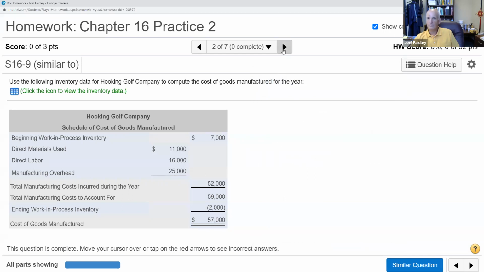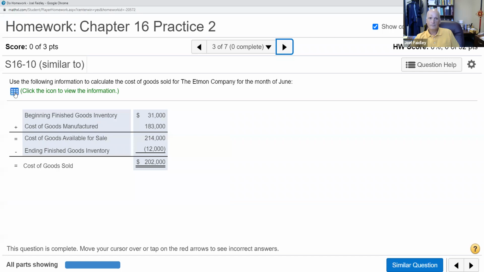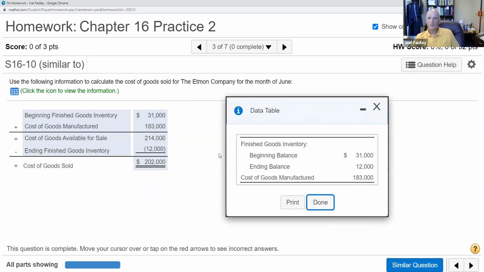All right, number three. Same way, finished goods inventory. What's my beginning balance? How much did I manufacture, right? 183,000. Goods available, less ending finished goods, gives me my cost of goods sold, which now goes from inventory to my income statement.